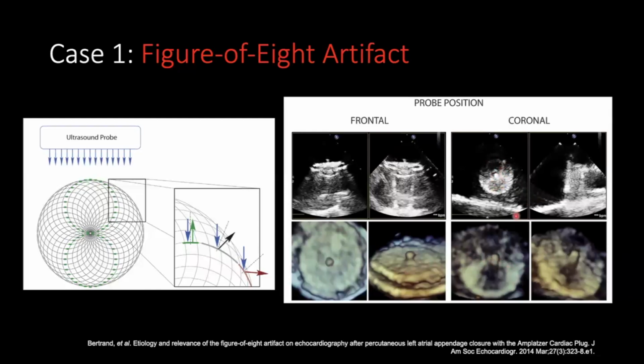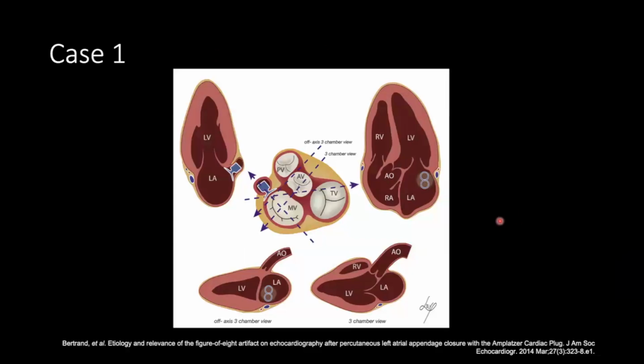But that's what this figure of 8 is here. It's important to remember this because we use these increasingly now for left atrial appendage closures as well as ASD closures, and often it can look very abnormal on ultrasound. So it's important to recognize that this is a normal artifact and it does not represent a malposition or a migration of the device.